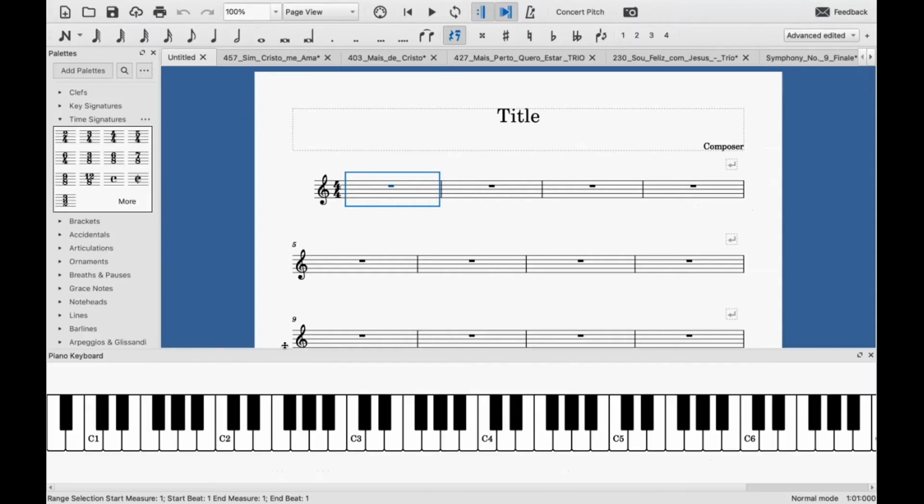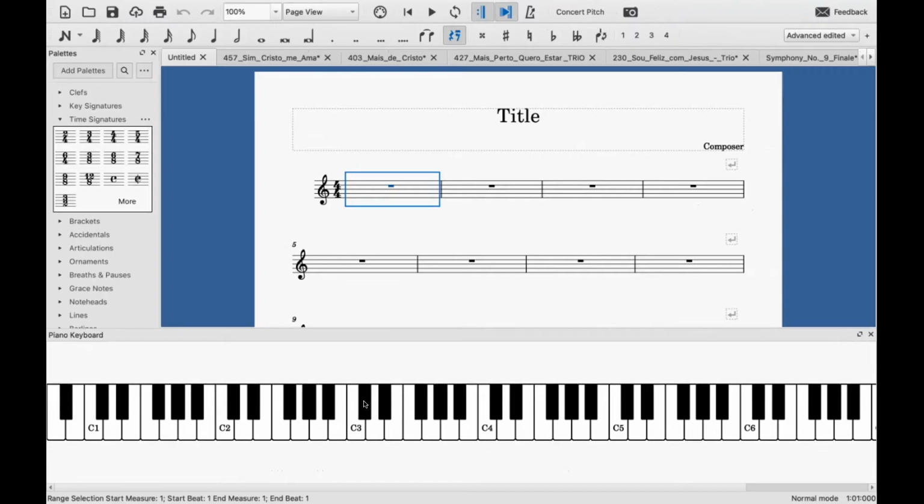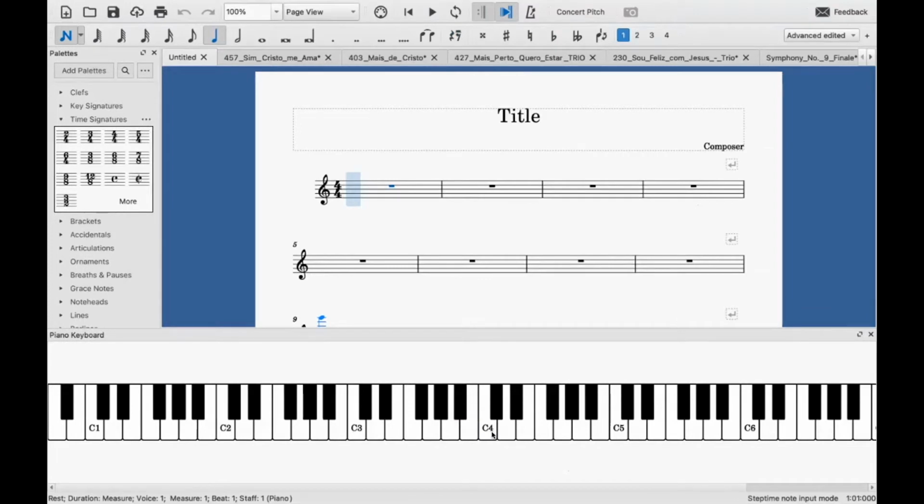So can you see the piano here? Can you see, Pastor, the piano? Yes, I can. Thank you. And I can't see you. Sorry about that. So we were trying to unmute.